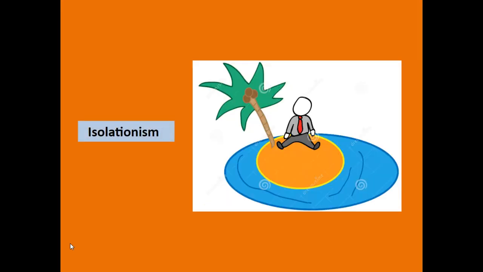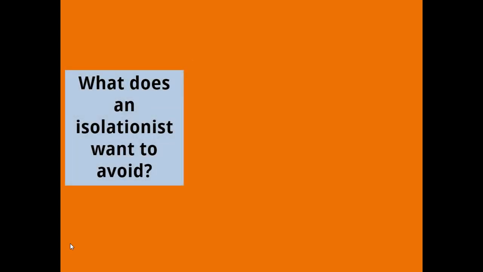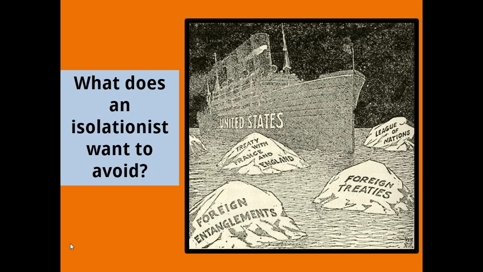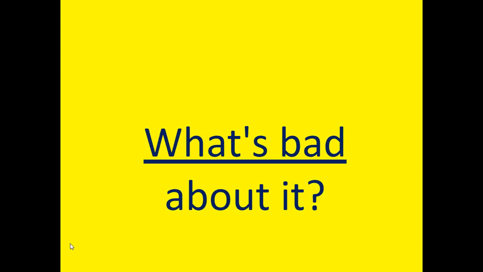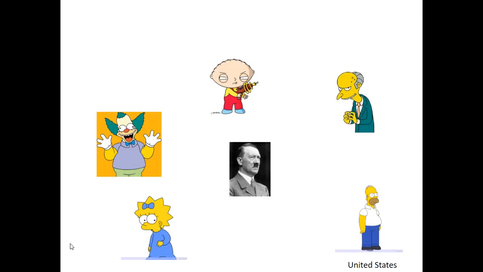So what was the solution? Americans and Harding and the Republican Party said isolationism. As much as possible, let's stay away from the rest of the world. Let's avoid treaties that can get us sucked into wars. Let's avoid that League of Nations, which Wilson created. Let's stop getting entangled with foreign governments. Now, isolationism sounds great because, of course, it saves money and saves lives and stops us from getting sucked into wars. But what's bad about isolationism?